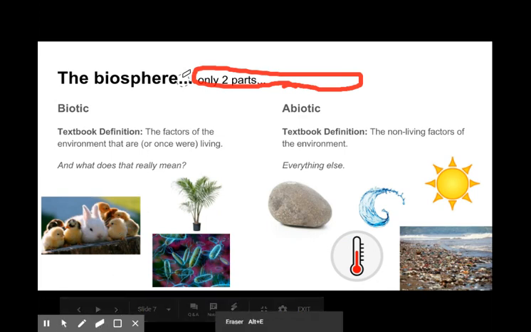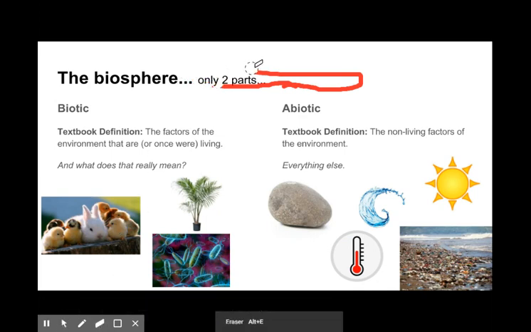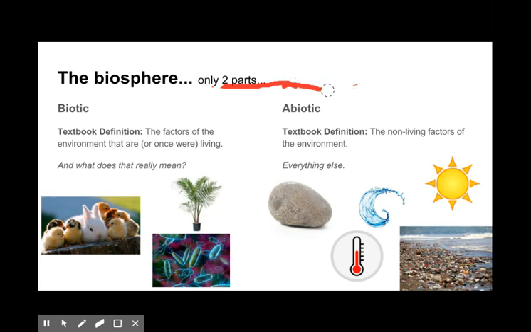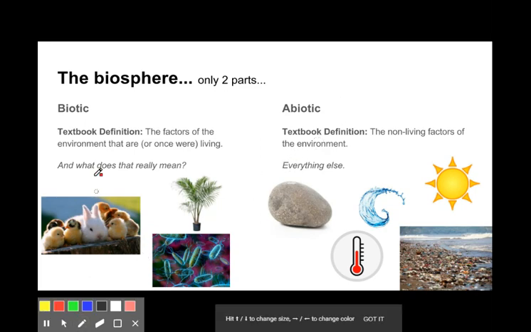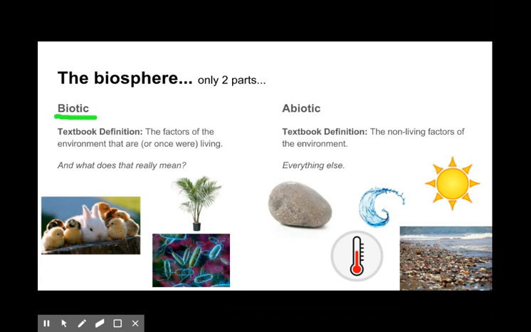There are two parts to the biosphere. There's the abiotic parts and the biotic parts. The biotic factors are anything that's alive. Let's circle that in green. Literally anything alive that was once living. That's your animals, it's your plants, it's your fungus, it's your bacteria, it's your protist, it's anything that meets our characteristics of life, or used to.